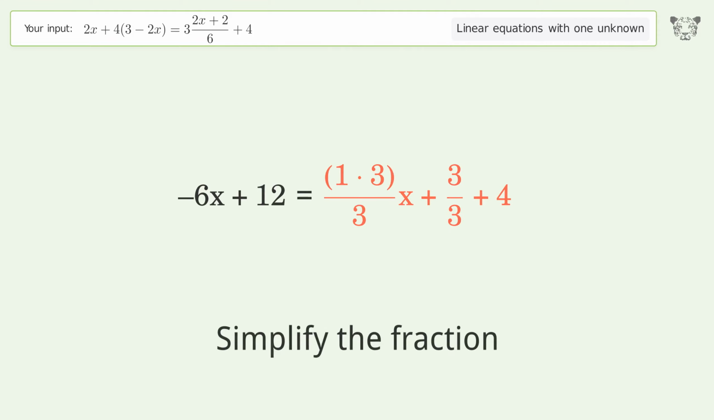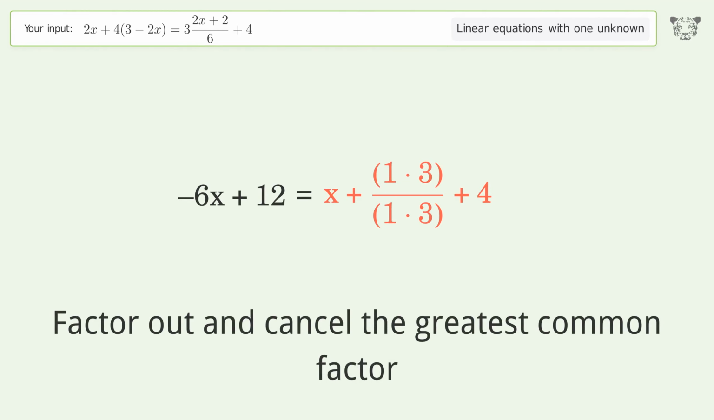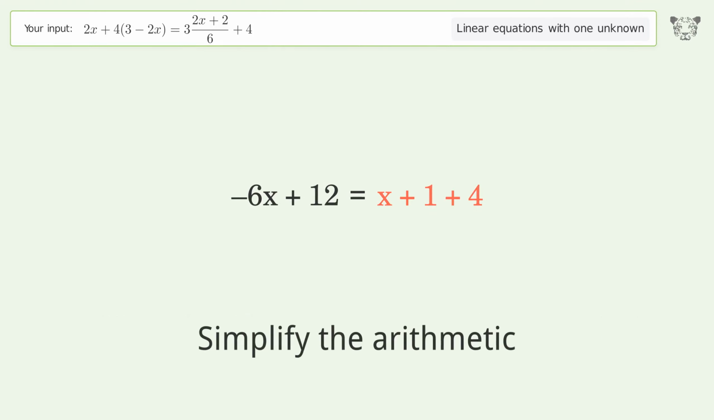Simplify the fraction. Find the greatest common factor of the numerator and denominator. Factor out and cancel the greatest common factor. Simplify the arithmetic.